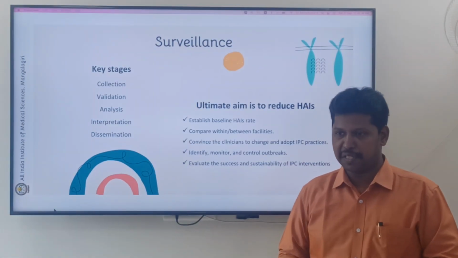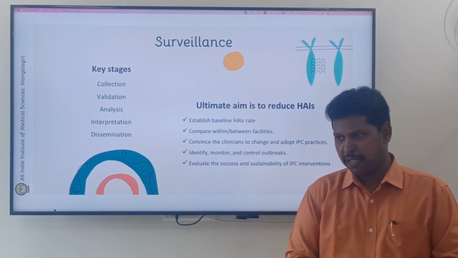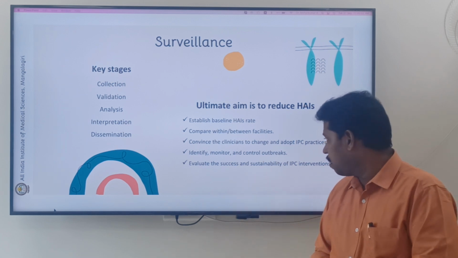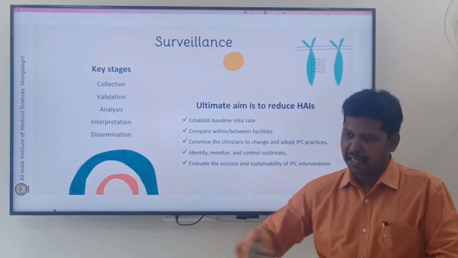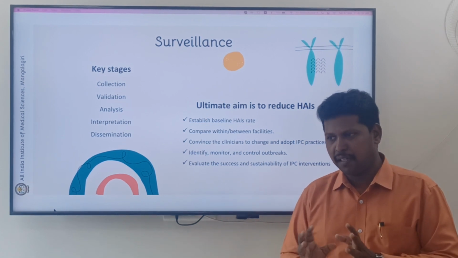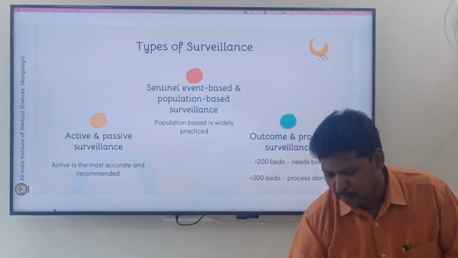Evaluate the success and sustainability of infection prevention control interventions. An intervention you have introduced now, like a hand hygiene intervention is introduced. Is it properly reducing, or is it giving the success of reducing the HAI rates, or is it sustainable? So all these things can be assessed by doing this surveillance itself. So this is the whole purpose of surveillance.